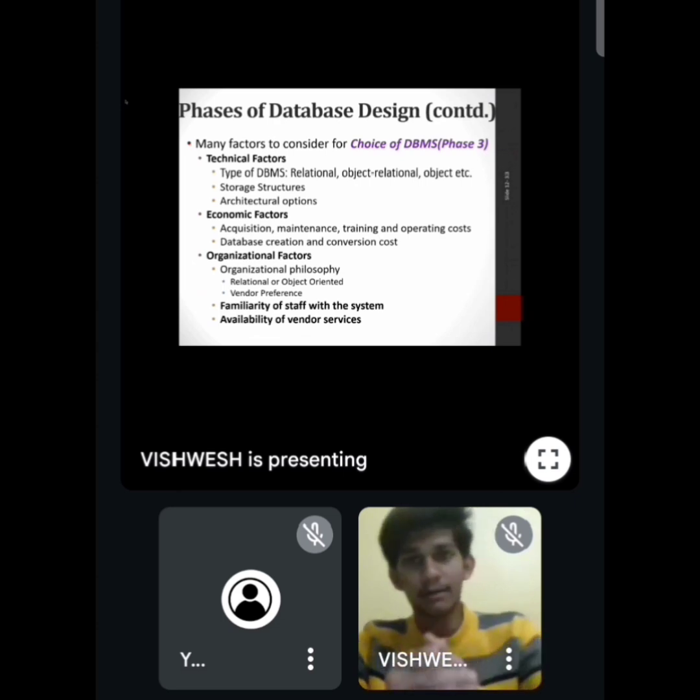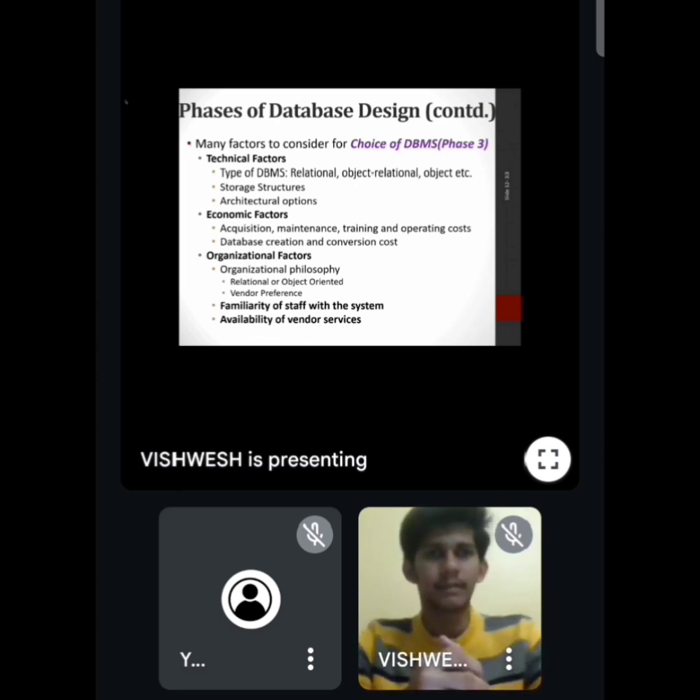The third phase is the choice of DBMS. There are some factors which affect this choice of DBMS, like technical factors, economic factors, and organizational factors. Technical factors are like the types of DBMS we can use. There are different types of DBMS, like relational DBMS, object relational DBMS, object DBMS, etc.